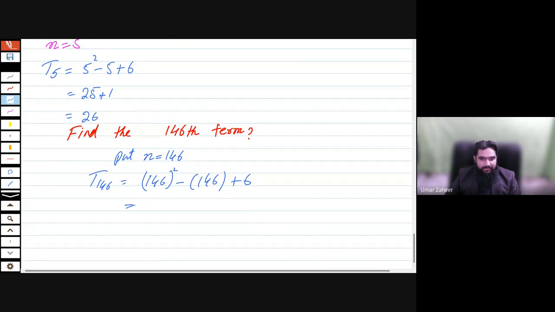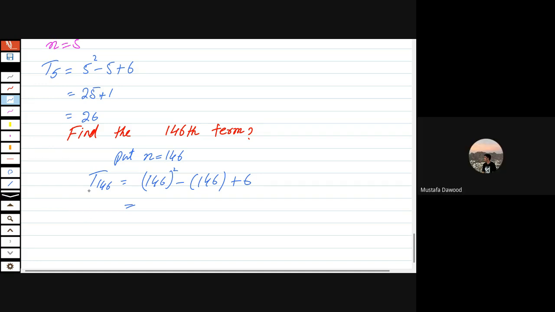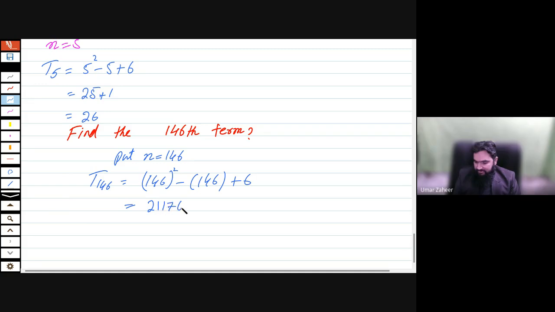Yes, that is 156 square. Sir, 21,176. 21,176.